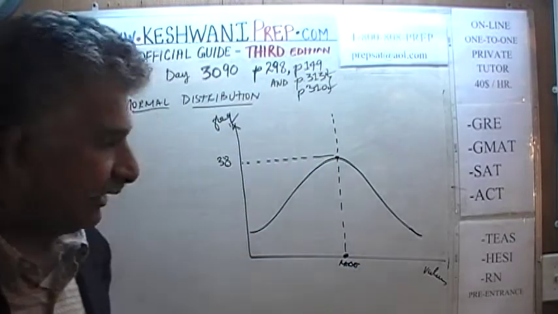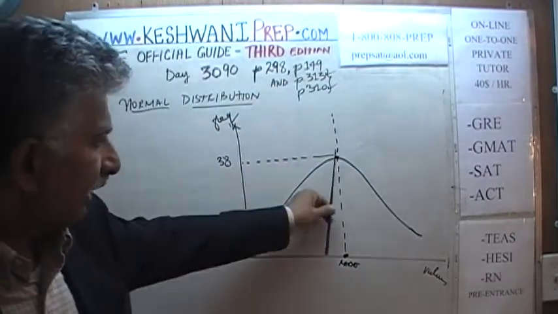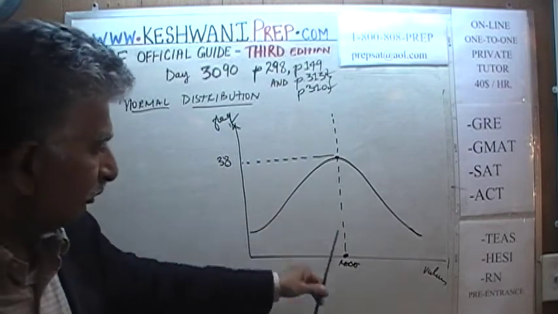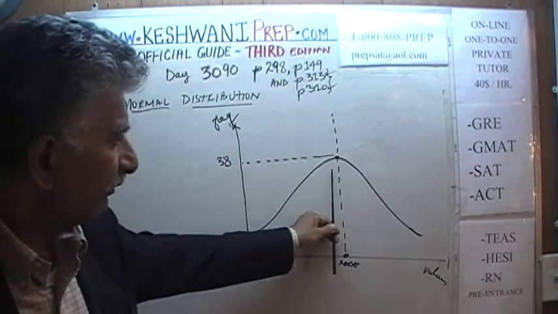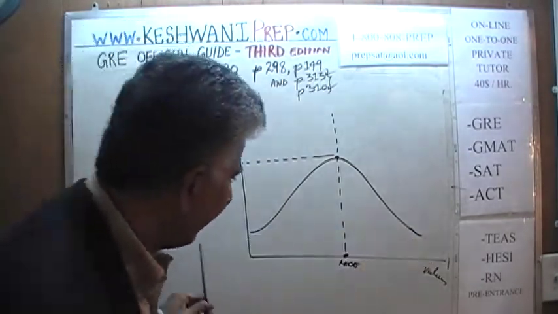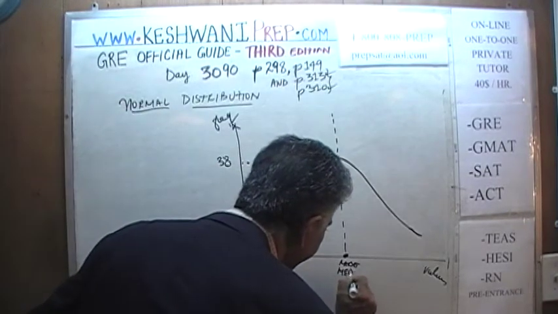The next thing we said is that because it is symmetric, half the observations fell below it. Half the people are going to score below this number, whatever it is, and half the people are going to score above it. Well, if that's the case, this is also the median.